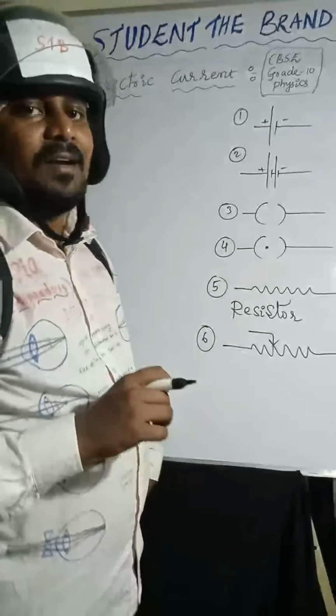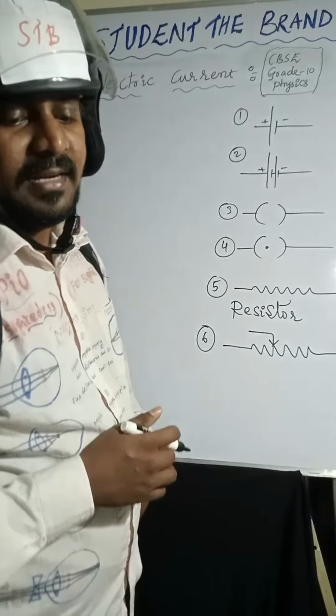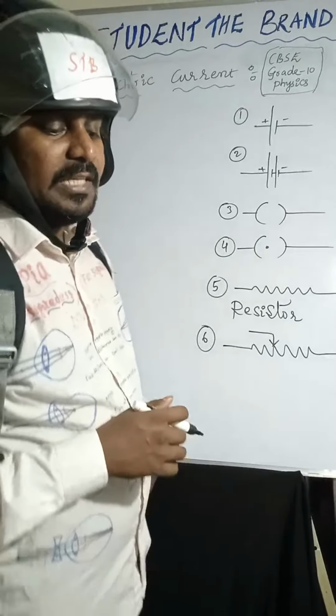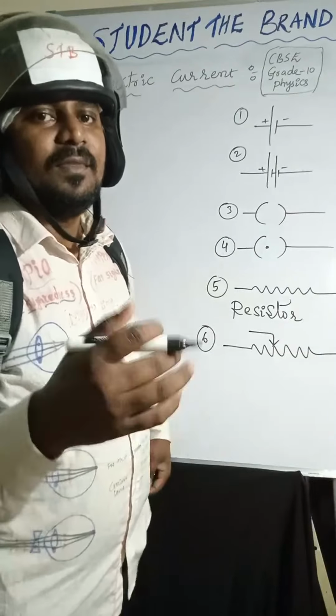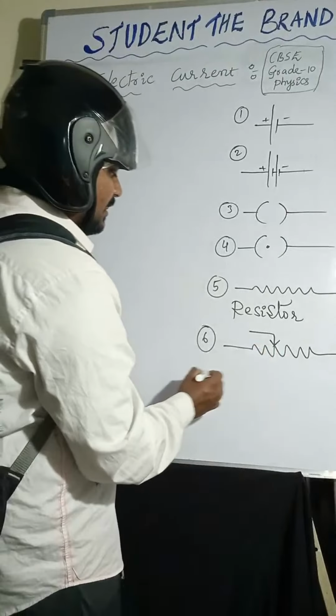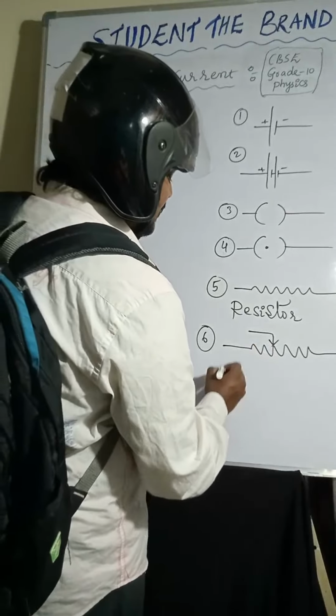The rate of flow of charge, I equal to Q by T, is called electric current. So here I am taking this rheostat.